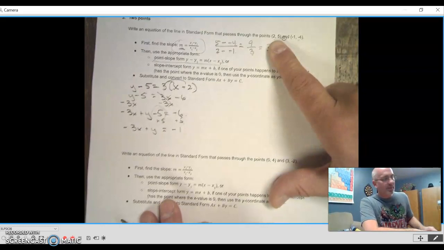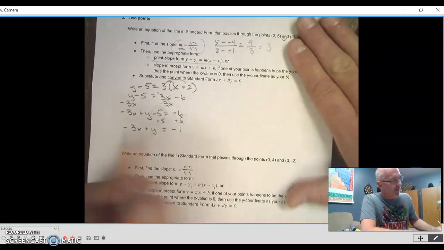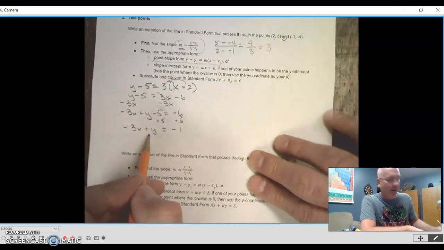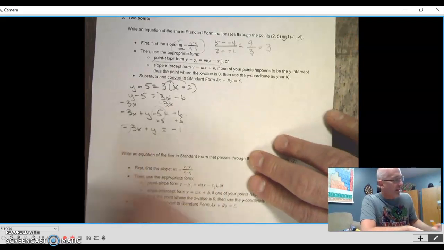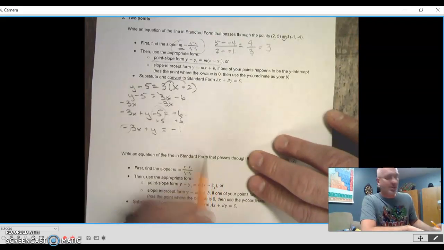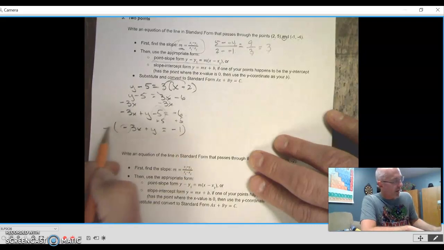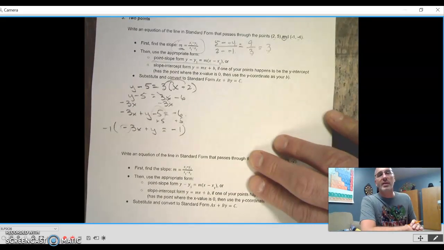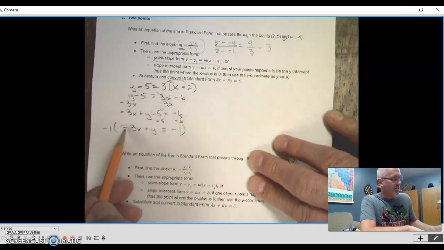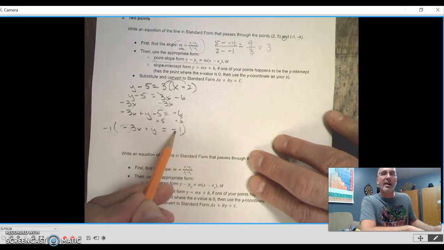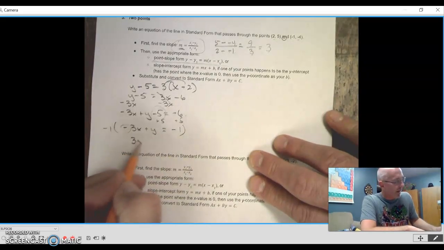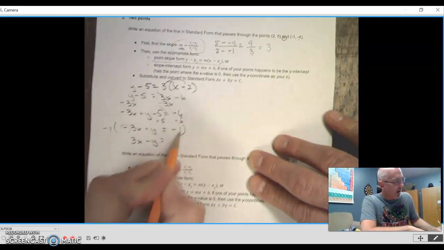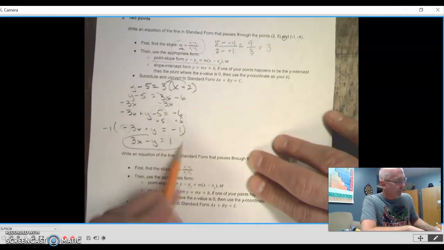The last thing that we have to do, well, two of the last things, make sure we don't have any fractions, which we don't have. But we can't have a negative sign out front by our x term. So we are going to multiply everything times a negative 1. And what that essentially does is it changes the sign on every term. So I get 3x minus y equals 1.